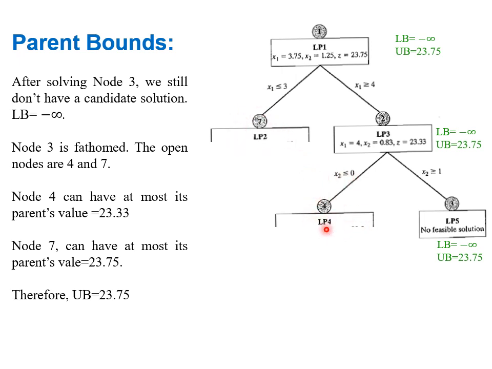So for node 4, what is the best possible objective function value that we can get? We should look at its parent for this purpose, and its parent says that you can get a maximum of 23.33. The other unexplored node is node 7. What is the best possible value that we can get from this side? When we look at its parent, it's 23.75. So the upper bound will be the maximum of these two values, which is 23.75. So the lower and upper bounds after solving node 3 are still the same.